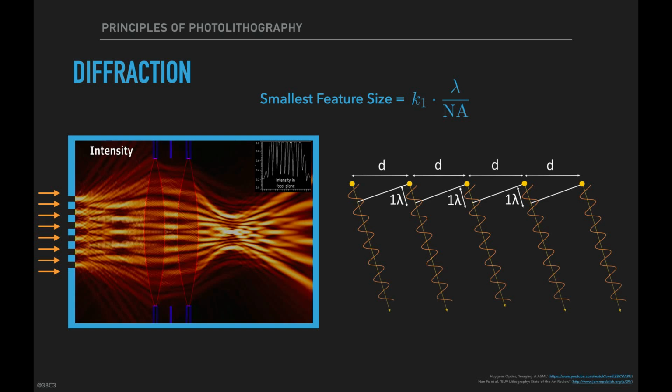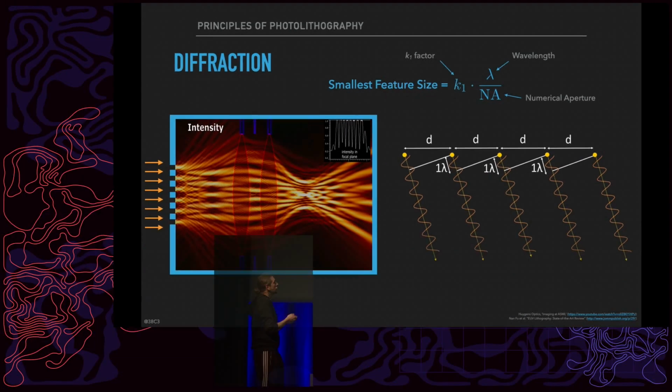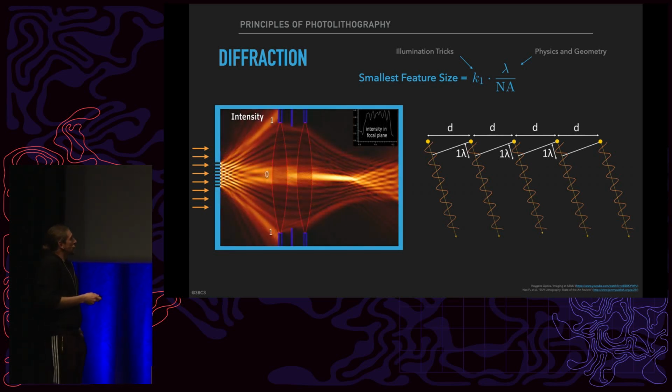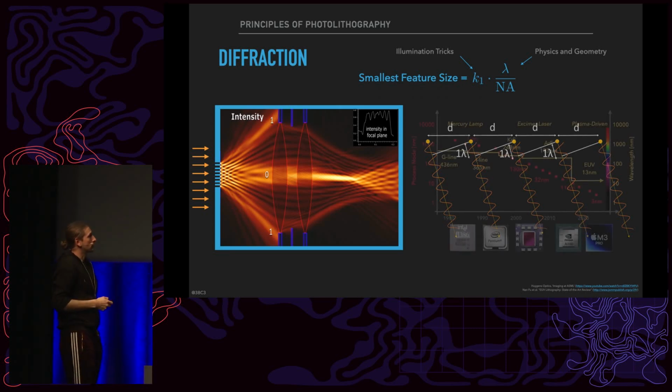Right, and there's a Rayleigh formula giving you the smallest possible feature size, which is related to the wavelength, the numerical aperture, which is roughly the aperture of your device, and the k factor. It's literally called the k1 factor. And basically it tells you that you have some physics and geometry here and illumination tricks. That means if you now decrease the feature size by not changing anything here, then you get a blurry image eventually on your focal plane, which is not what you want.